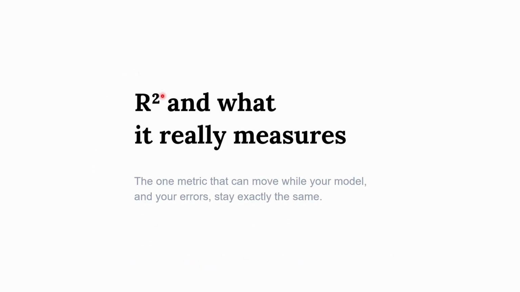Let's look into R squared and what it really means. Let's see that this is one metric that can move while your model and your errors can stay exactly the same. Let's see how. Because R squared is actually the most popular metric, and it's also one of the most problematic.